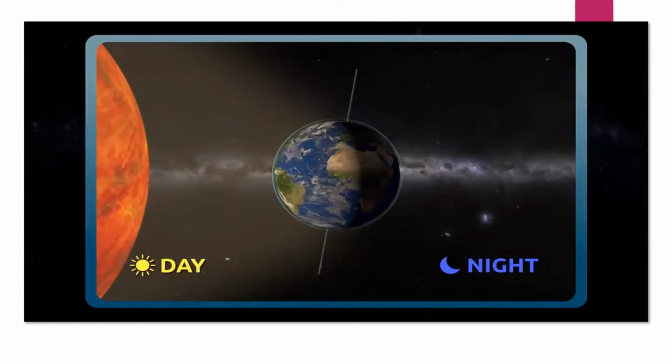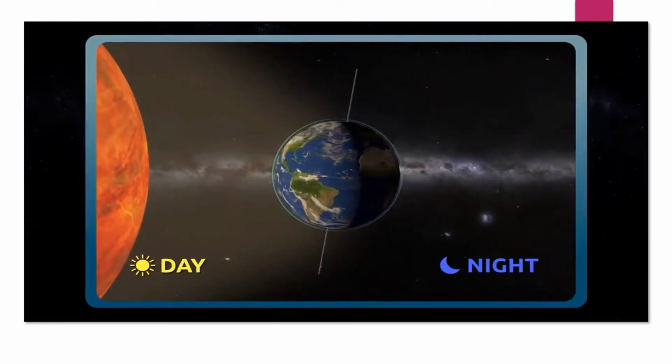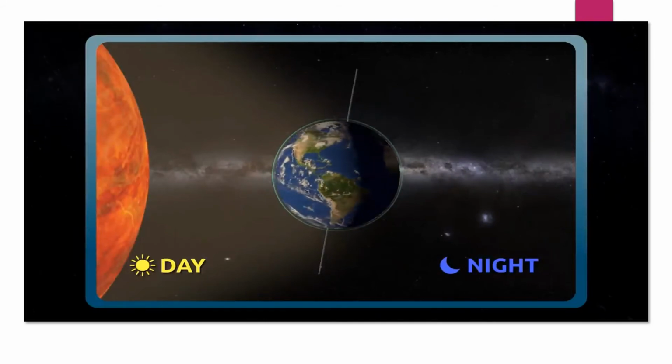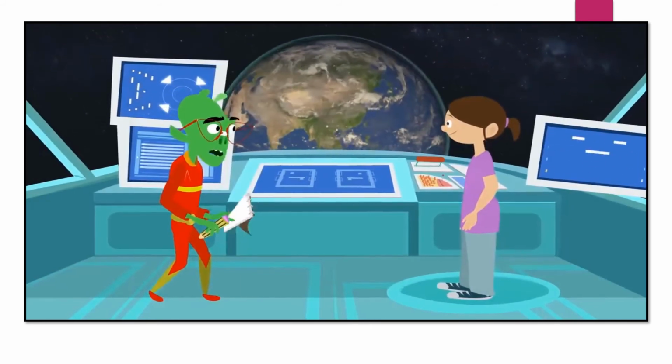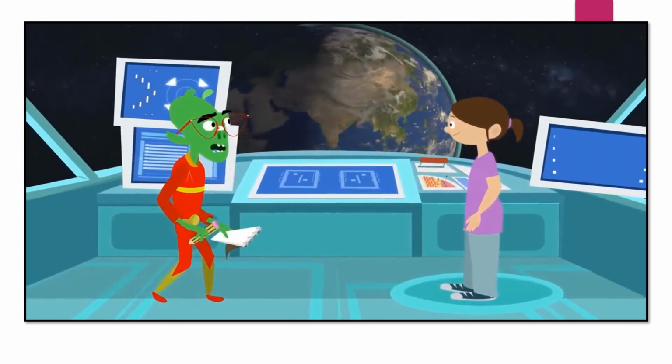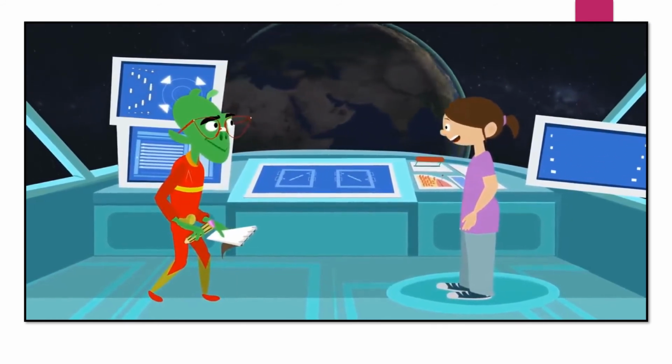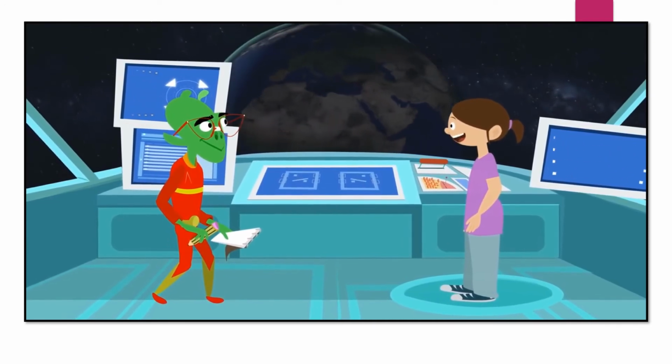As you can see, it's daytime in the part of the Earth that faces the sun, and nighttime on the dark side. Do you understand? I do. Rotation means the Earth is spinning around itself. Exactly right. Now I'll explain revolution.